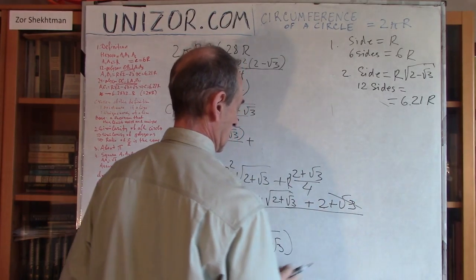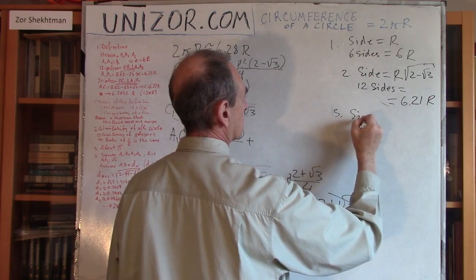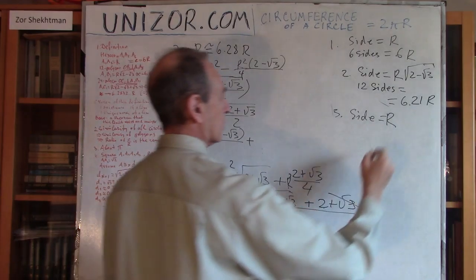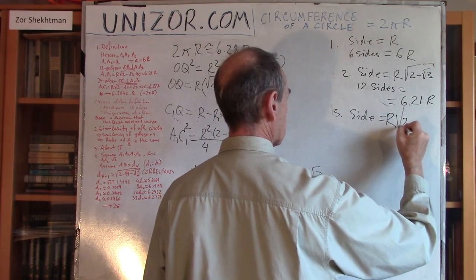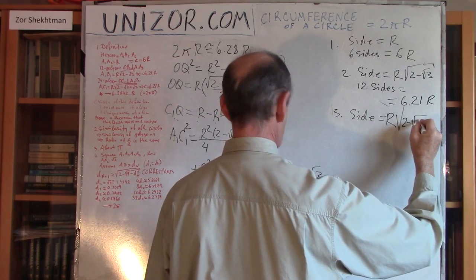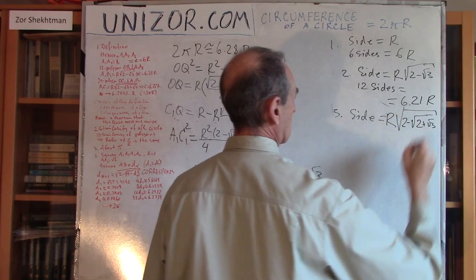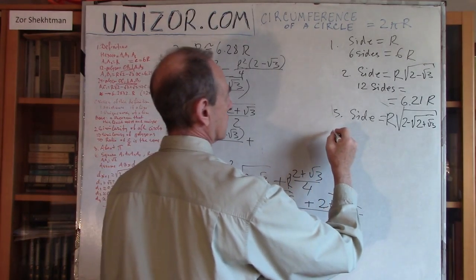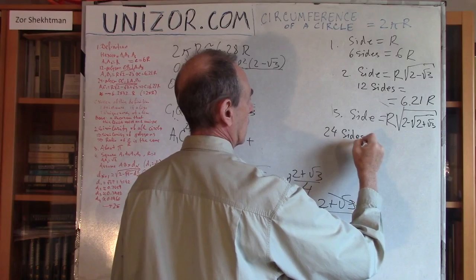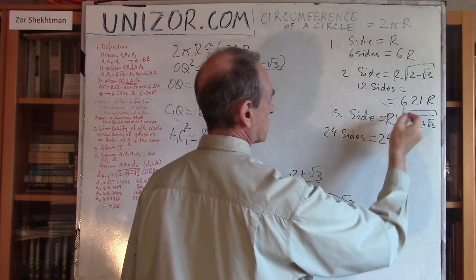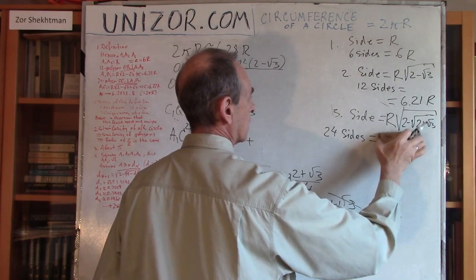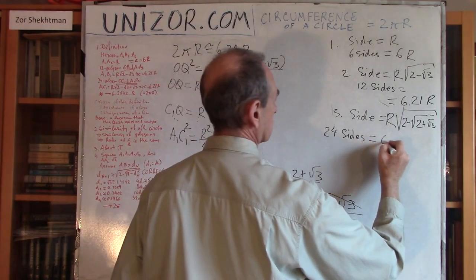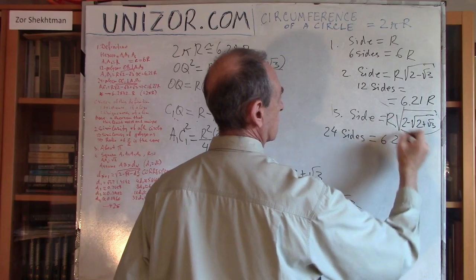So my third approximation is side equals R and square root of this. Square root of 2 minus square root of 2 plus square root of 3. Such a big hierarchy of square roots. And 24 sides equals 24 times this, and I have already calculated the result. Yes, 6.27. So this thing is 6.27.